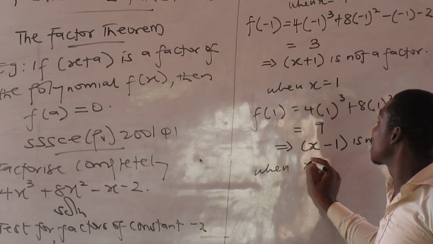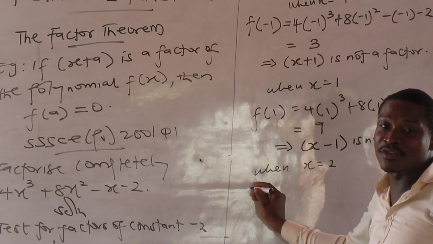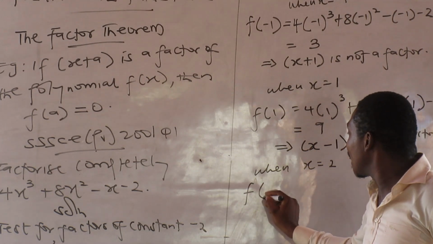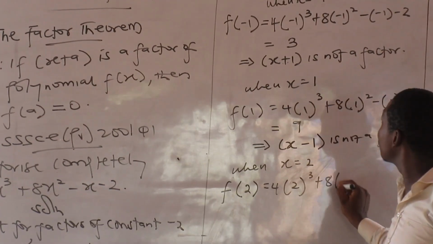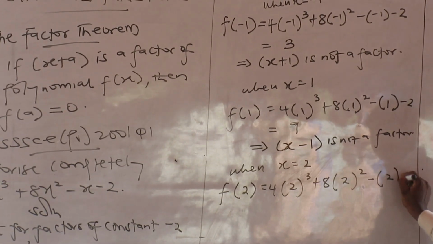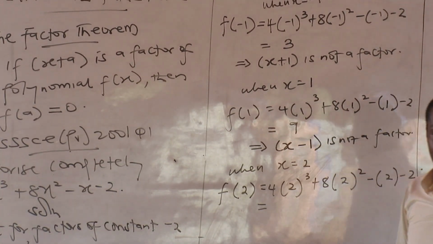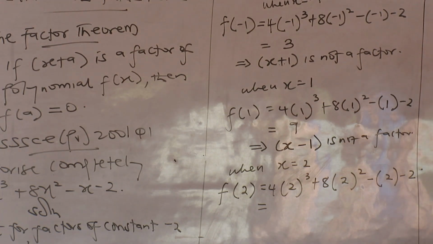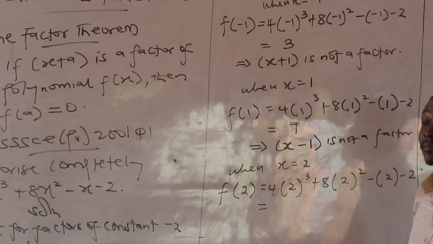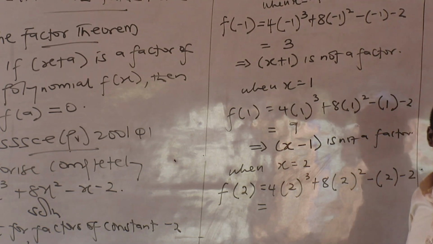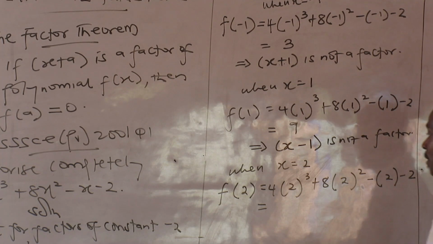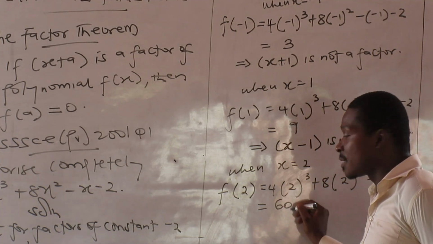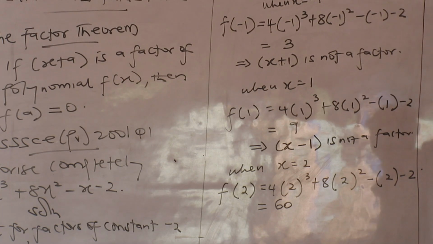So let's say when x is 2. Let me go this way. When x is 2, okay, so f of 2. Let's go. 4(2) cubed plus 8(2) squared minus 2 minus 2. Check this one for me. What are you getting? 60. Wow.